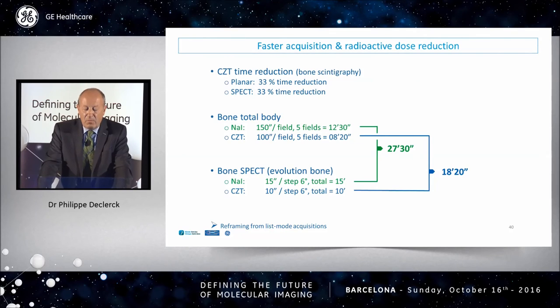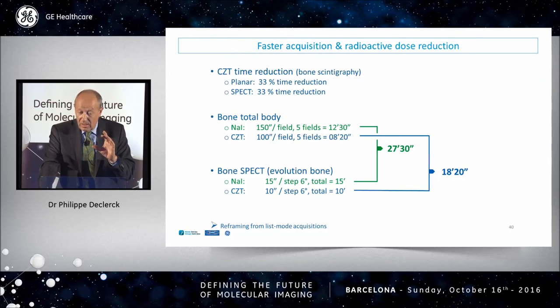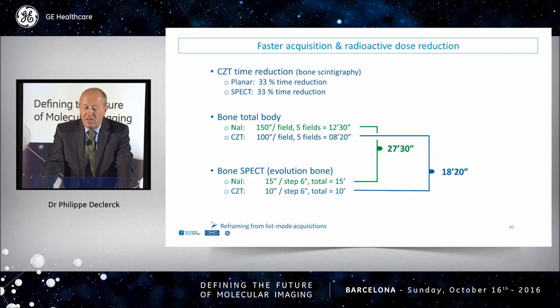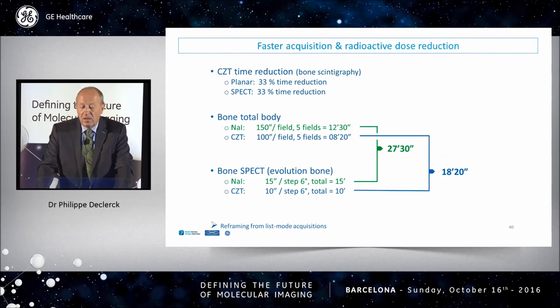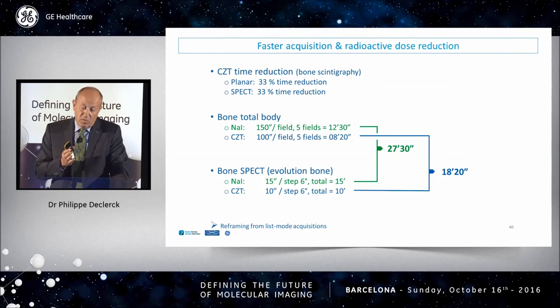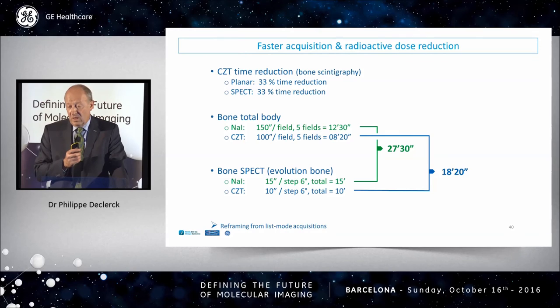So with CZT and planar, what we validated now for bone studies is that we can do a 33% time reduction, one-third. If you want it in numbers, what we do for bone scan is step and shoot. For each field, normally we would use 150 seconds. We scan the patient in five fields, which makes 12 minutes. On CZT, when we reduce by one-third, it would be 100 seconds per field. SPECT, 50 seconds. And with CZT, we would go to 10 seconds. Which means that with the photomultiplier, the analog system, we would do a total bone scan with SPECT in 27 minutes. Now we can reduce to 18 minutes.